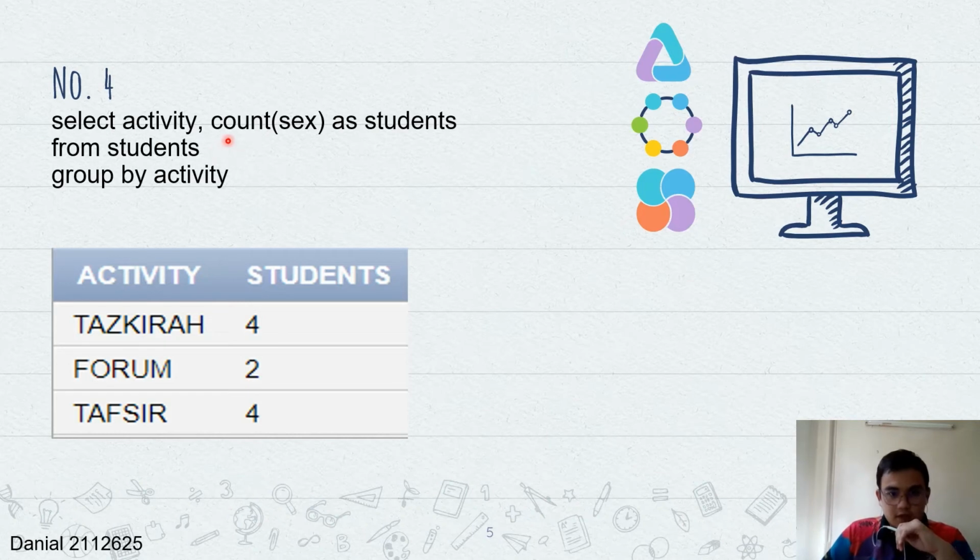So select activity, count, we take over the sex. We name the count as students, from the student table. So we group by activity. So we get the output like this.